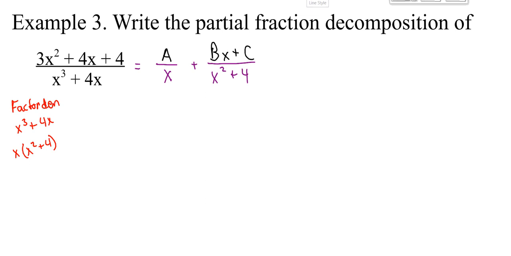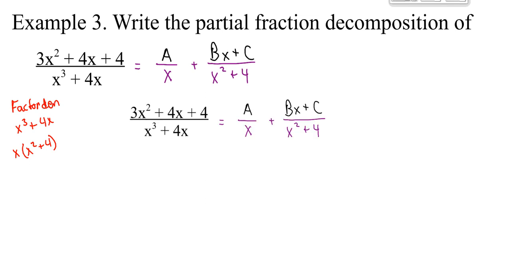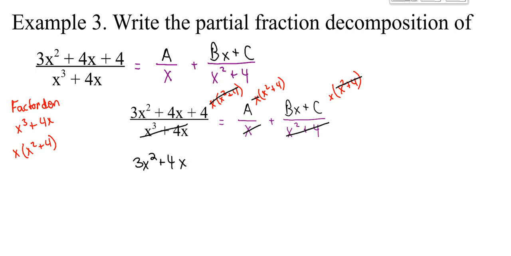So now try to remember what we do next. We write this and then multiply everything by the least common denominator. We're going to take each term and multiply by x times x squared plus 4. When we do that, we can do a bunch of canceling. Then I'm going to write what that is equal to. I have 3x squared plus 4x plus 4 equals A times parentheses x squared plus 4, plus Bx plus C, times x.